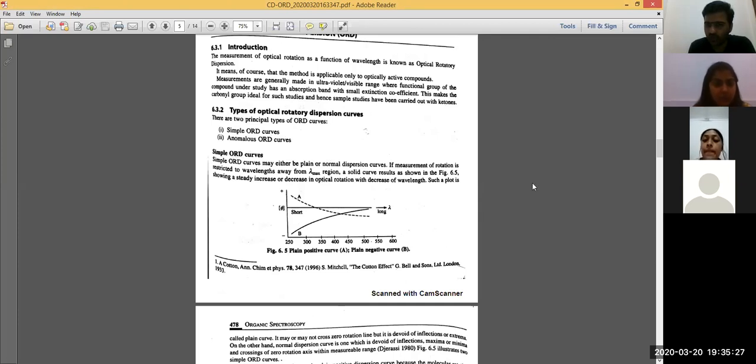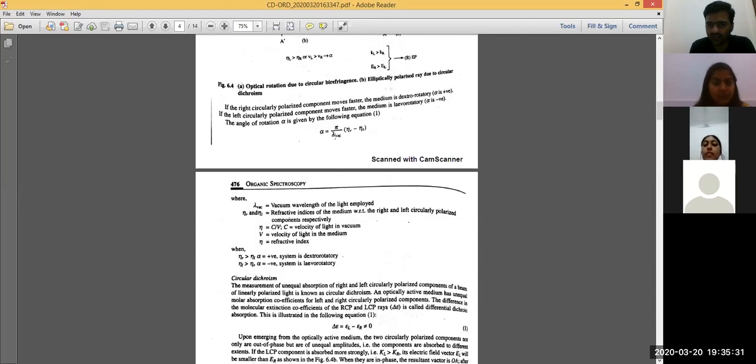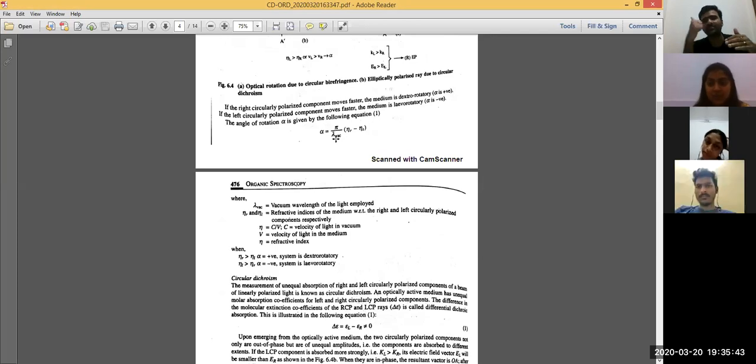Now going back to the formula of alpha, where was lambda in this equation? It is in the denominator. If it is in the denominator, what is the relationship between alpha and lambda? It's inversely related, right? So that means lower the lambda, higher will be the alpha. You agree?